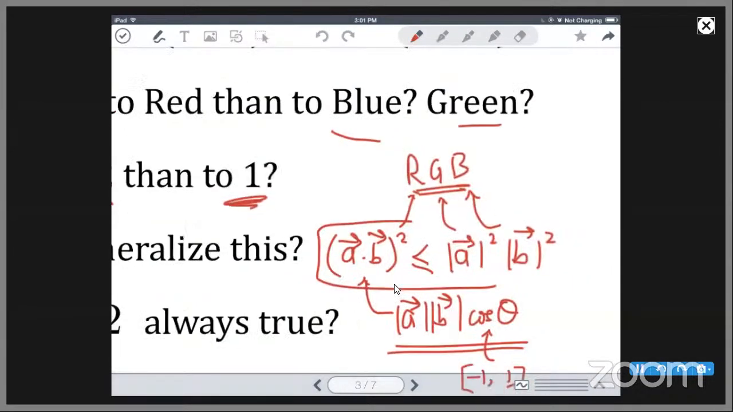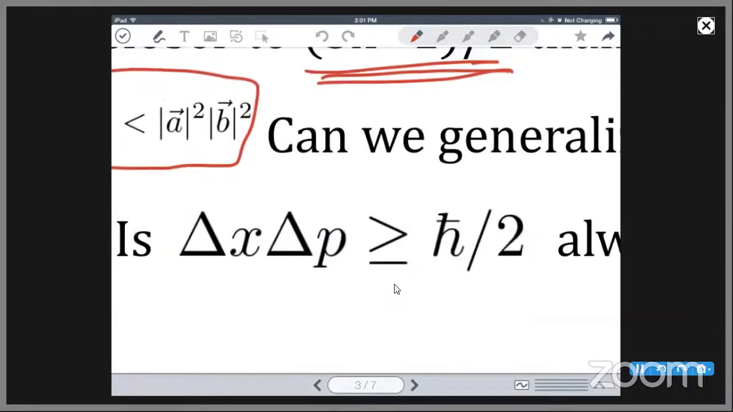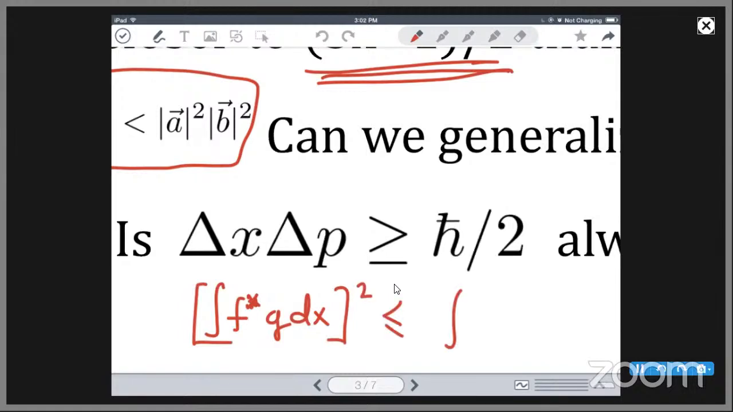This is true for your two-dimensional vectors or three-dimensional vectors that we know from high school, okay, or from college. But even for functions, you find that you can show that, for instance, if you do this, okay, you square this, it is less than or equal to, you do this, and you do this. Okay.